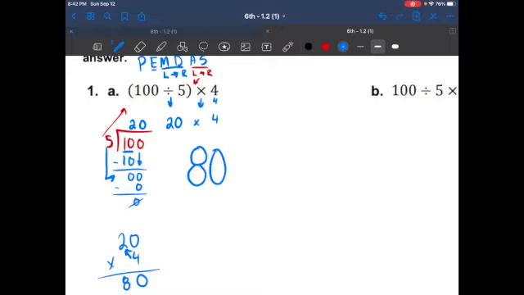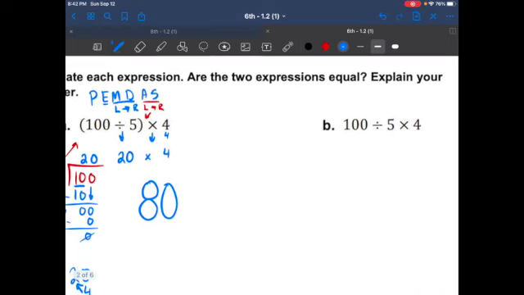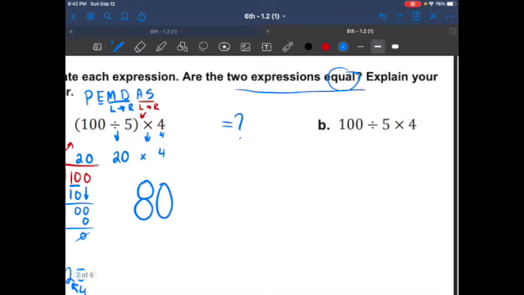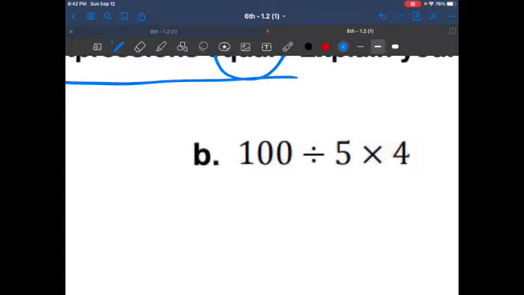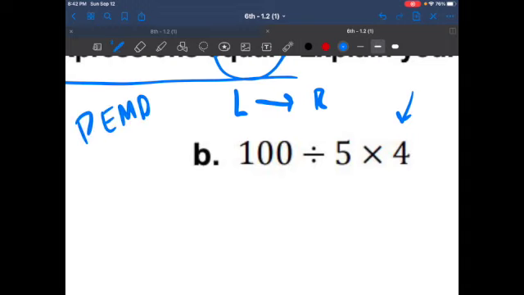Alright, let's show our work for letter B, because remember the question asks us, are these two expressions equal? So are they equal? I don't know yet. We have to show all of our work. Well, ladies and gentlemen, we need to do multiplication and division from left to right. So make sure you don't do 5 times 4 first. You have to do division from left to right, even if there are no parentheses. So let's ask ourselves, PEMDAS. Do we have any parentheses? Nope. So there's nothing to do there.